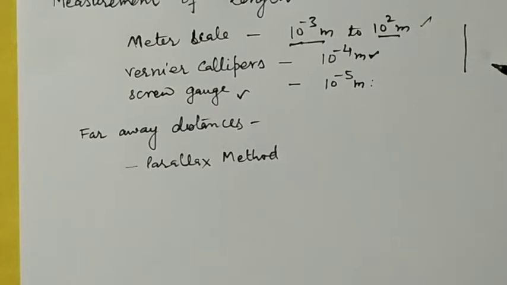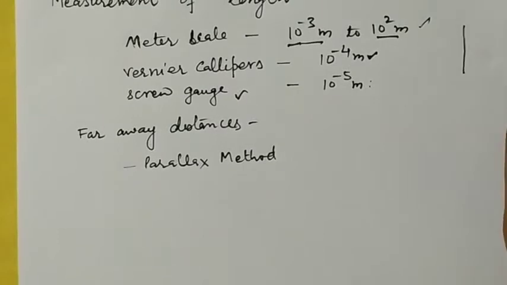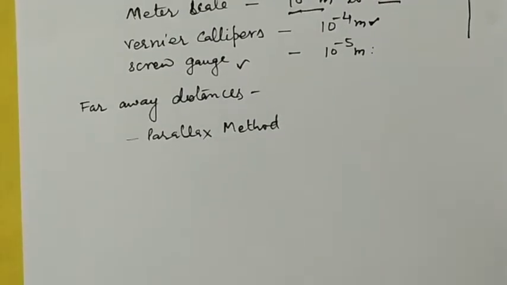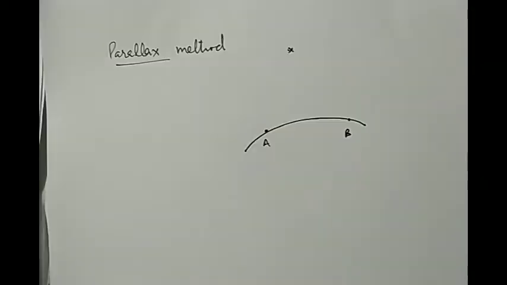Now suppose you want to measure a length which is very far away and which cannot be measured with the help of any scale. For example, if you want to find out very far away distances, we use the parallax method. The parallax method is a very simple method.